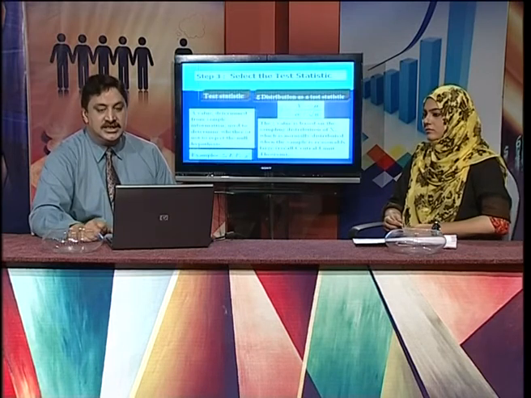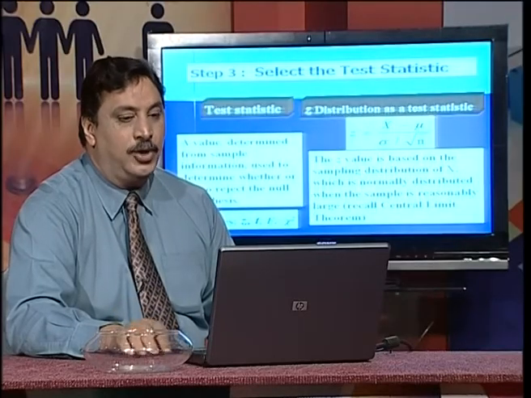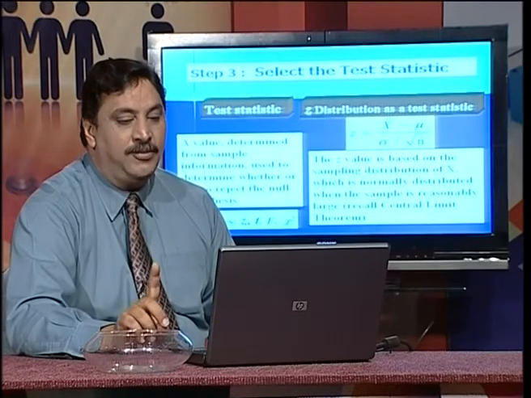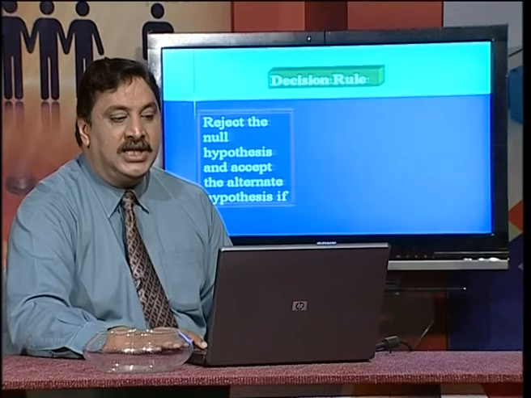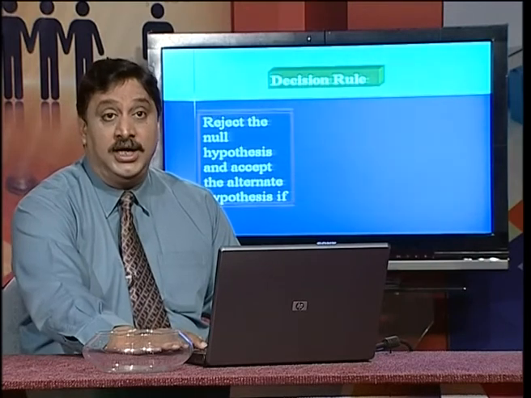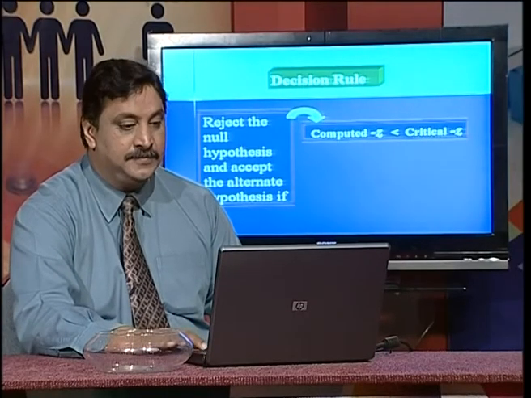For the Z statistic, this is the formula for a single population. When we have a single population and a single sample mean, we use this formula: Z is equal to X bar minus mu divided by sigma over root n. This is the sample statistic. Then the decision rule: reject the null hypothesis and accept the alternate hypothesis if computed Z is less than critical minus Z. This is for the one-tail test. This is the condition that needs to be satisfied.